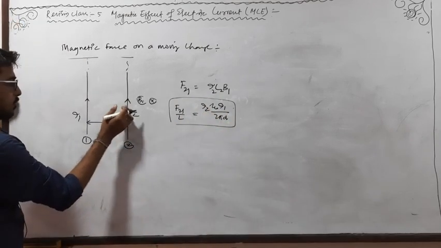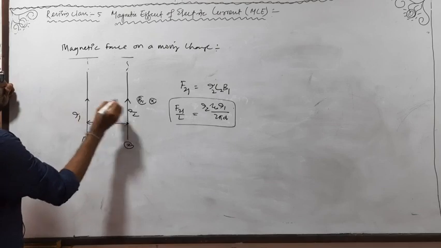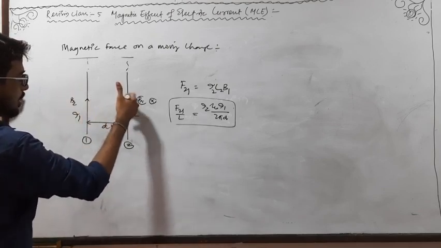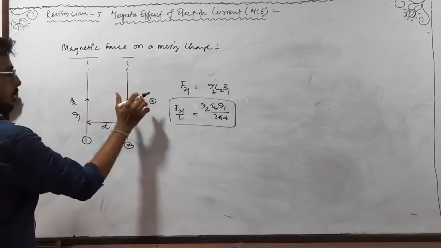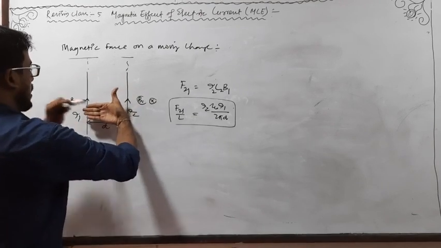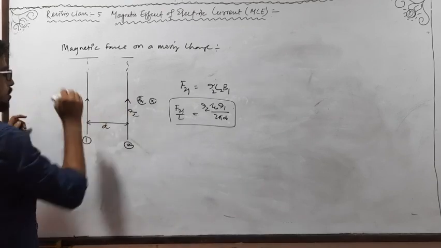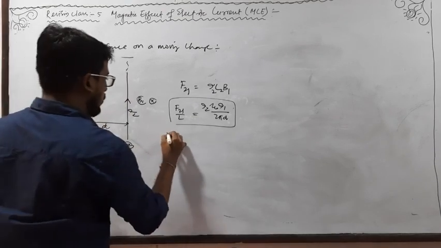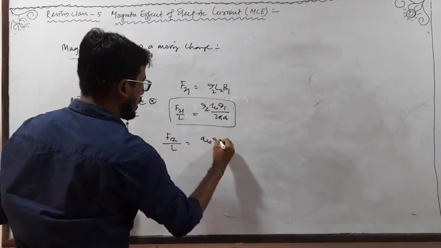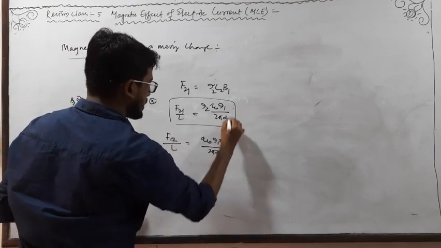Similarly, if I find the force on 1 due to 2, here the magnetic field will be due to 2, that is out of the plane. If I apply the right hand thumb rule or right hand palm rule, current along this direction, fingers along this direction, so the palm will be outward, so the magnetic field will be out of the plane. So the force on 1 due to 2 per unit length will be mu naught I1 I2 divided by 2 pi D, same as this one.